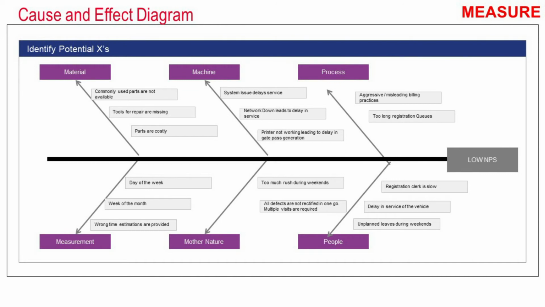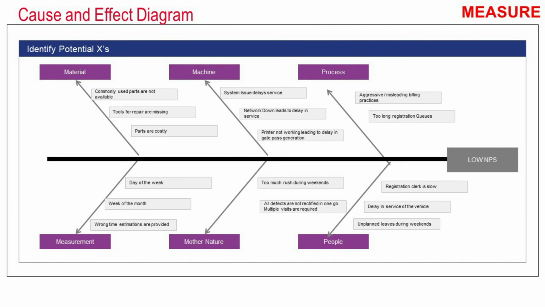They have printer issues, so the printer is not working, which is leading to delay in the gate pass issuance and other related delays. Under material, commonly used parts are not available in the warehouse, so that is leading to delay of the overall repair or service of the automotive. Tools for repair are missing, so that is also one of the reasons for delay. And parts are costly, and costly parts are taking more time for approval from the end customers so that they can install that part in the vehicle, and that is also one of the reasons for the low NPS score.